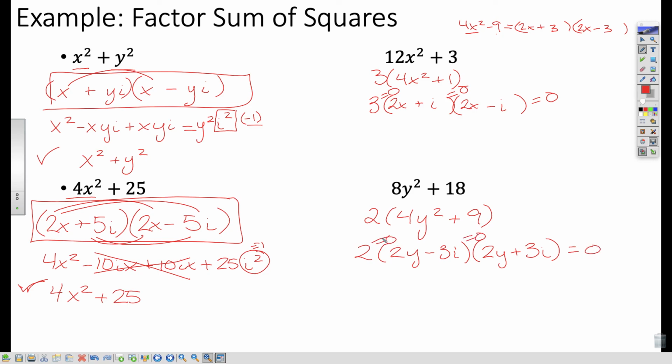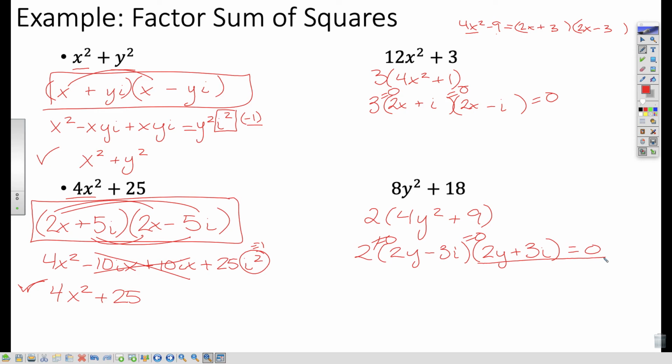Okay, so 2 can't equal 0, can it? No. Now, if I had an x with the 2, it'd be 0, wouldn't it? Now, these two are going to be exactly the same, but one's going to be plus, one's going to be minus, correct? Okay? So how would you solve this algebraic equation?